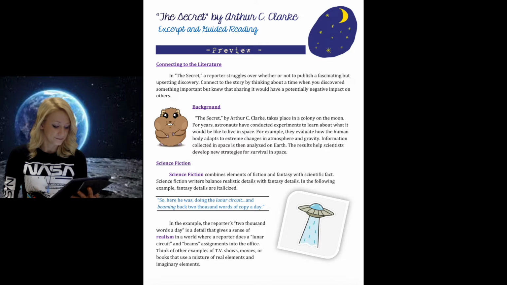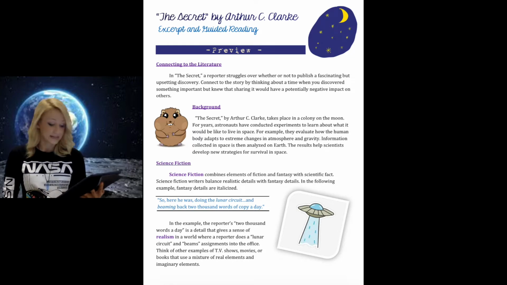Science fiction. Science fiction combines elements of fiction and fantasy with scientific fact. Science fiction writers balance realistic details with fantasy details. In the following example, fantasy details are italicized. This is an excerpt from the text we'll be reading. So, here he was doing the lunar circuit and beaming back 2,000 words of copy a day.